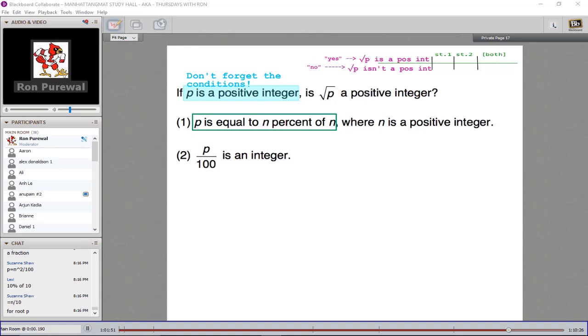So let's do that. P is equal to n%. N% is n over 100. You can also use point or 1n if you like decimals better. But fractions are usually a better way to do it at first. So P equals n over 100 times n.